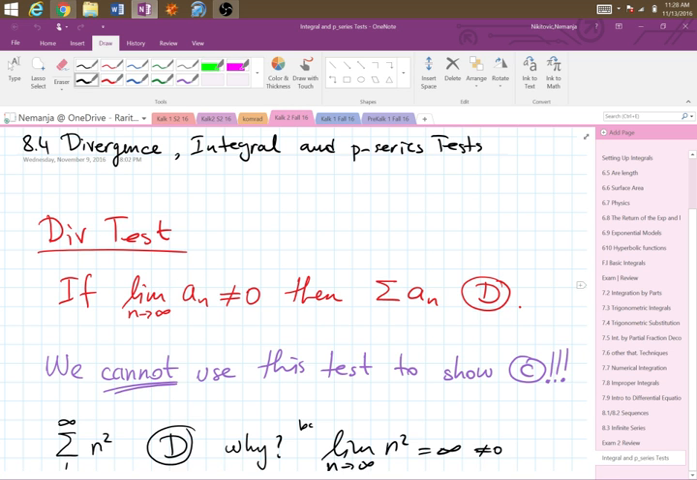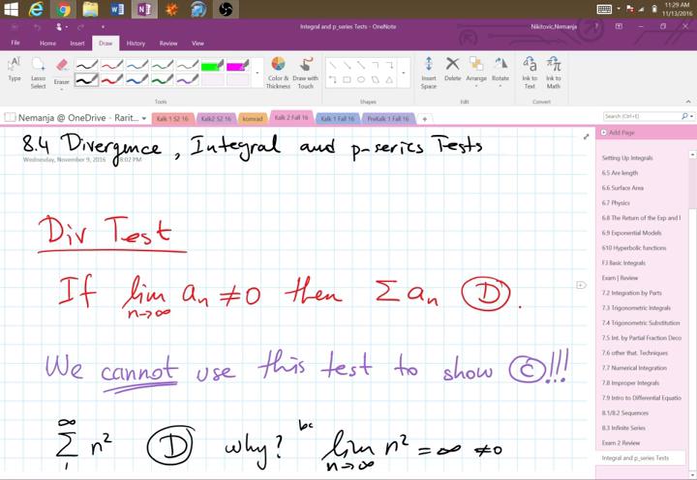divergence, right? So this test can only be used to show divergence. It cannot be used to show convergence. The divergence test states that if the limit of the sequence a_n within the series is different than 0, then the series diverges. So it's a very important definition.